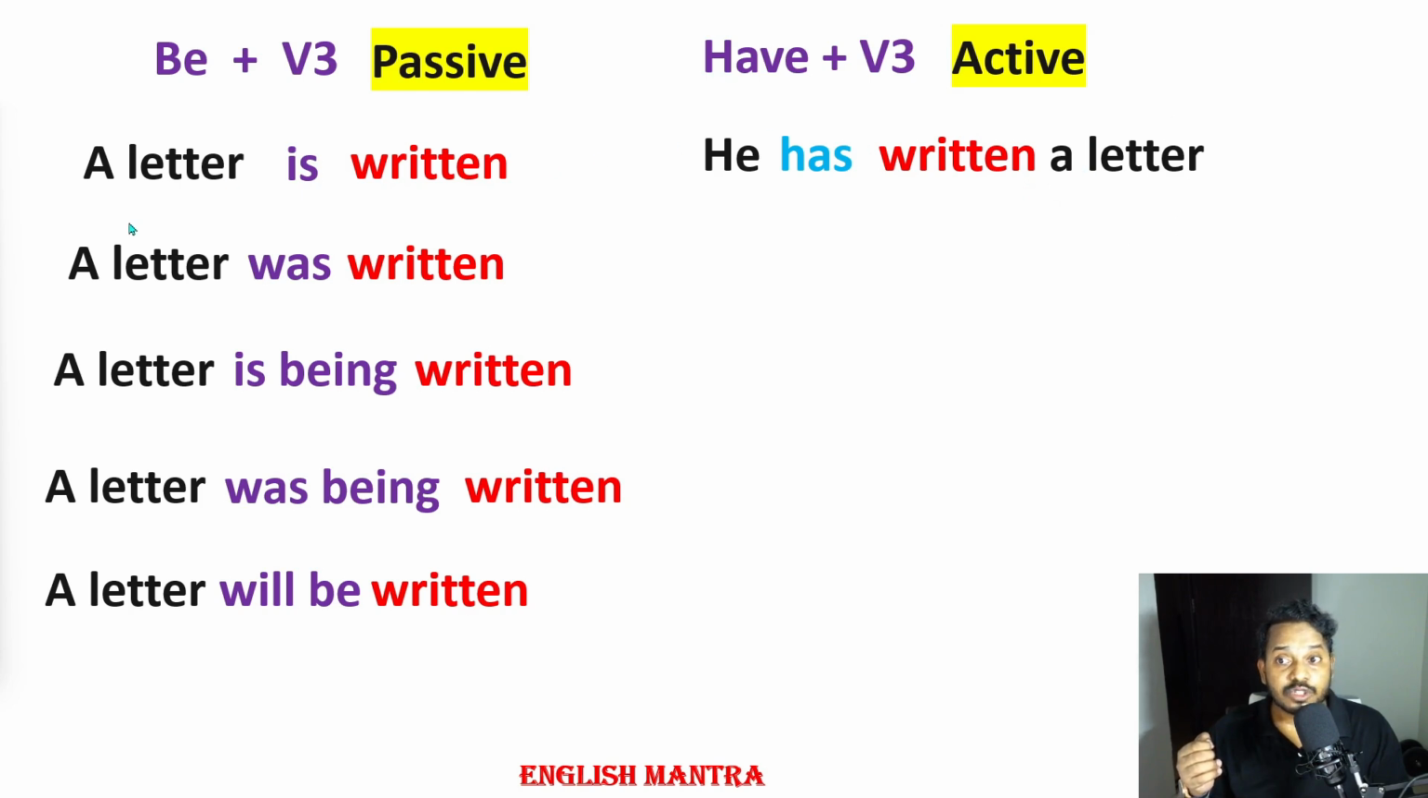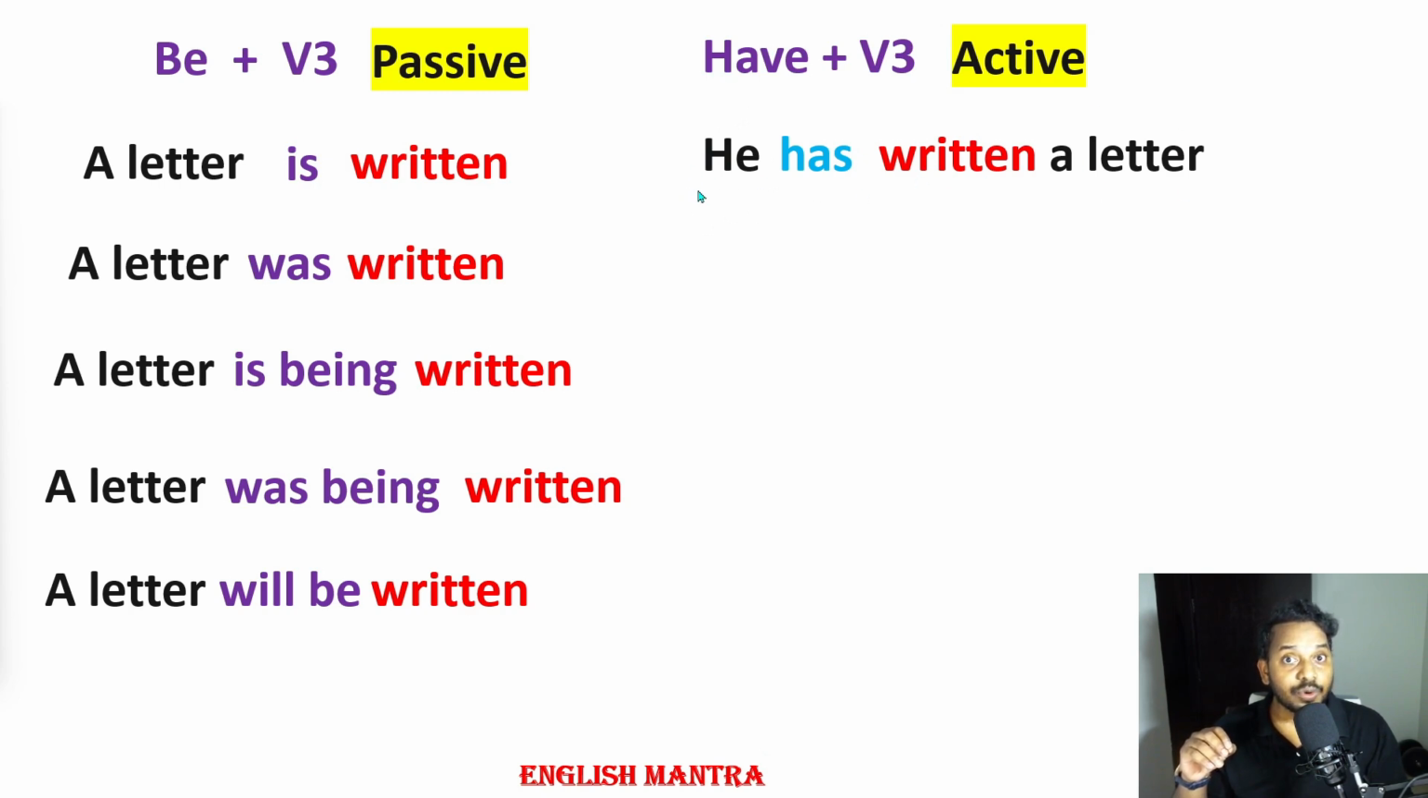But when it comes to passive voice, the subject would be the receiver of the action. Means the action of writing is being done on this letter here, every day. The action of writing was done on this letter in the past. So here a letter, I mean the subject, is the receiver of the action. But if I use have plus V3, here the subject is the doer of the action.